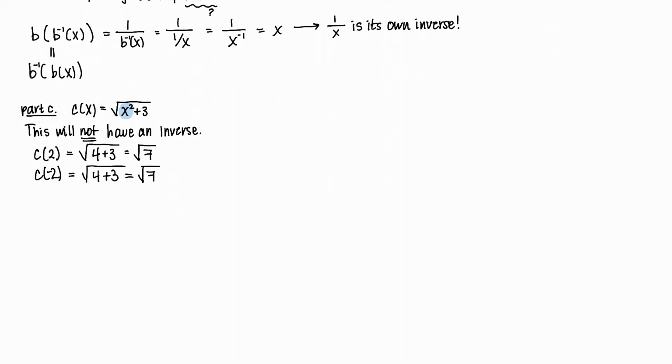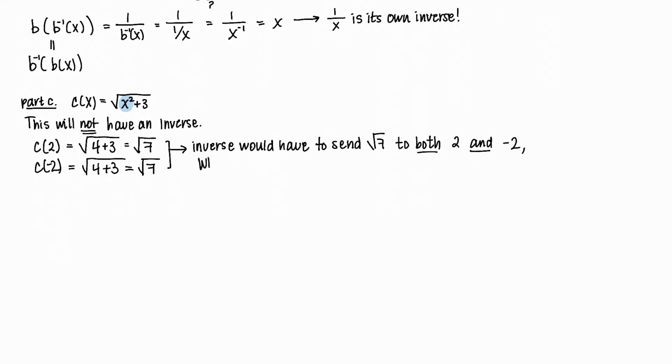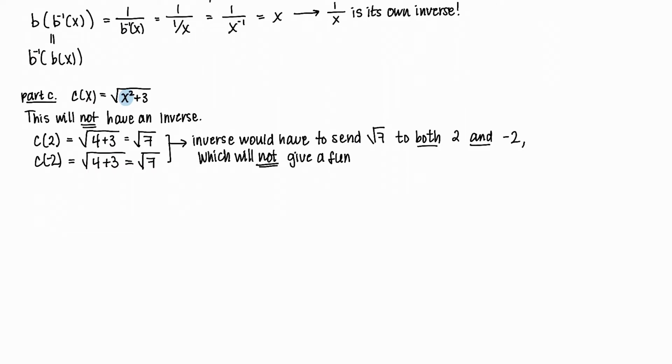So when I try to invert these, the inverse would have to send the square root of 7 to both 2 and negative 2, which wouldn't give us a function. Okay.